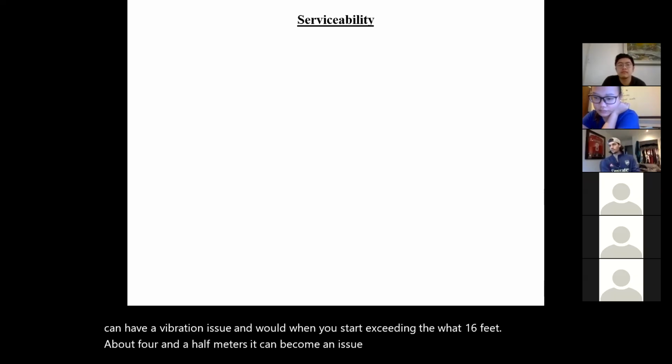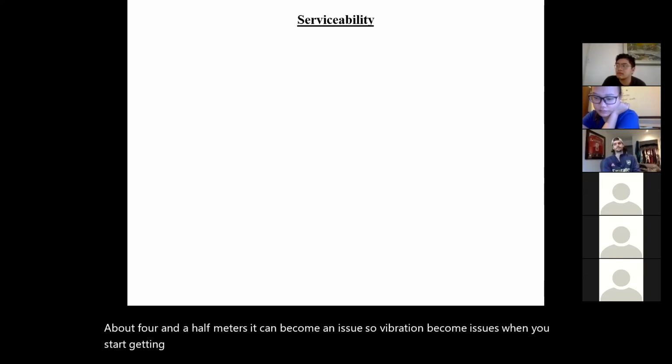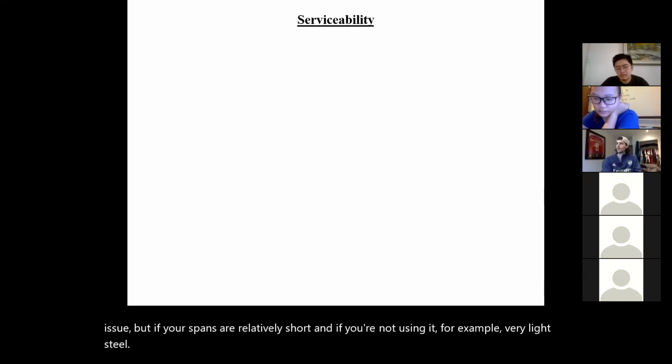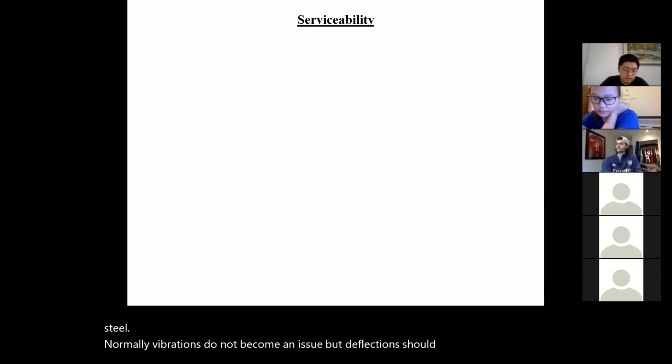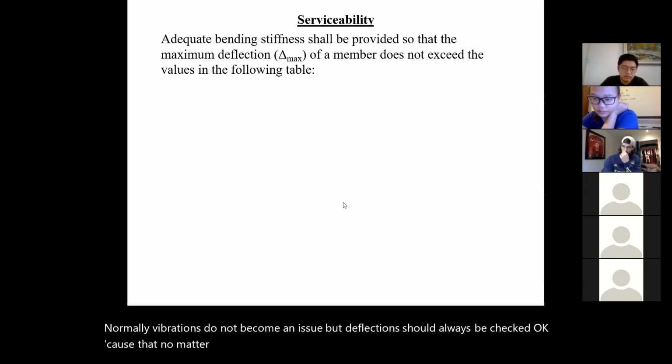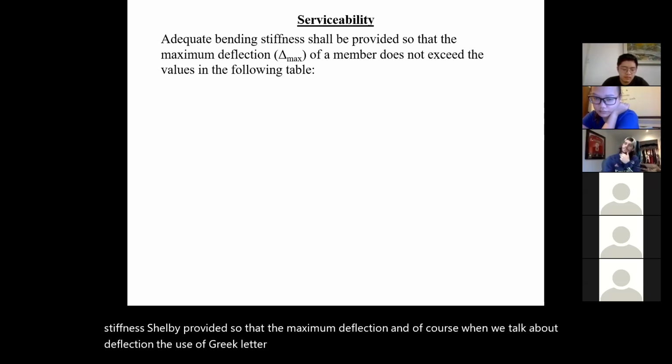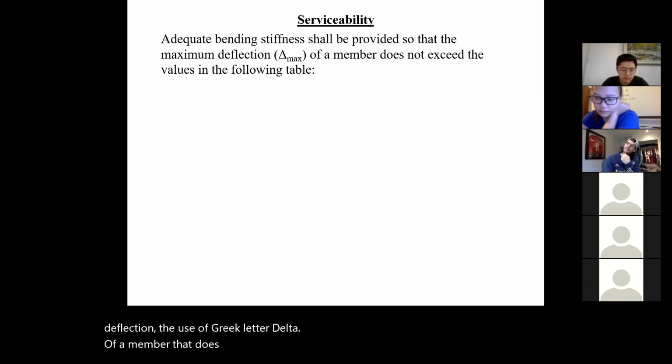So vibrations become issues when you start getting to long spans and you don't take that into consideration. But if your spans are relatively short and if you're not using, for example, very light steel, normally vibrations do not become an issue, but deflections should always be checked, okay? Because no matter what, the span should always be checked. So now, adequate bending stiffness shall be provided so that the maximum deflection, and of course, when we talk about deflection, they use the Greek letter delta, of a member does not exceed the values in the following table.